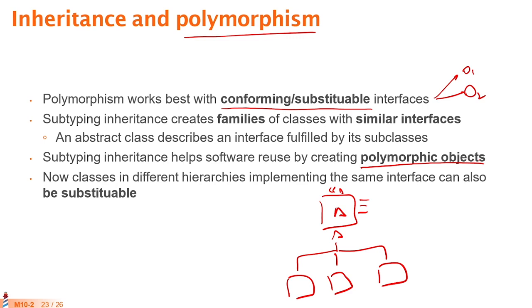One really important point is that we can create polymorphic objects by using inheritance to create subclasses of a given class, but also remember that we can implement the same interface in classes that are completely independent, or that are in different hierarchies. And this also is useful, and we are going to use it a lot when we use polymorphism.